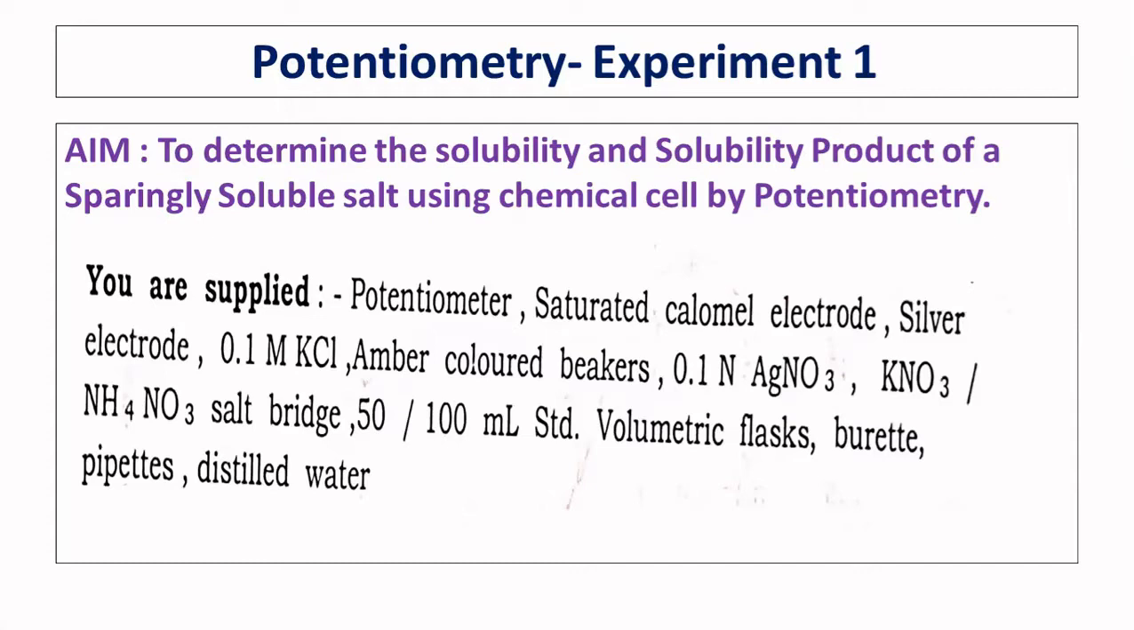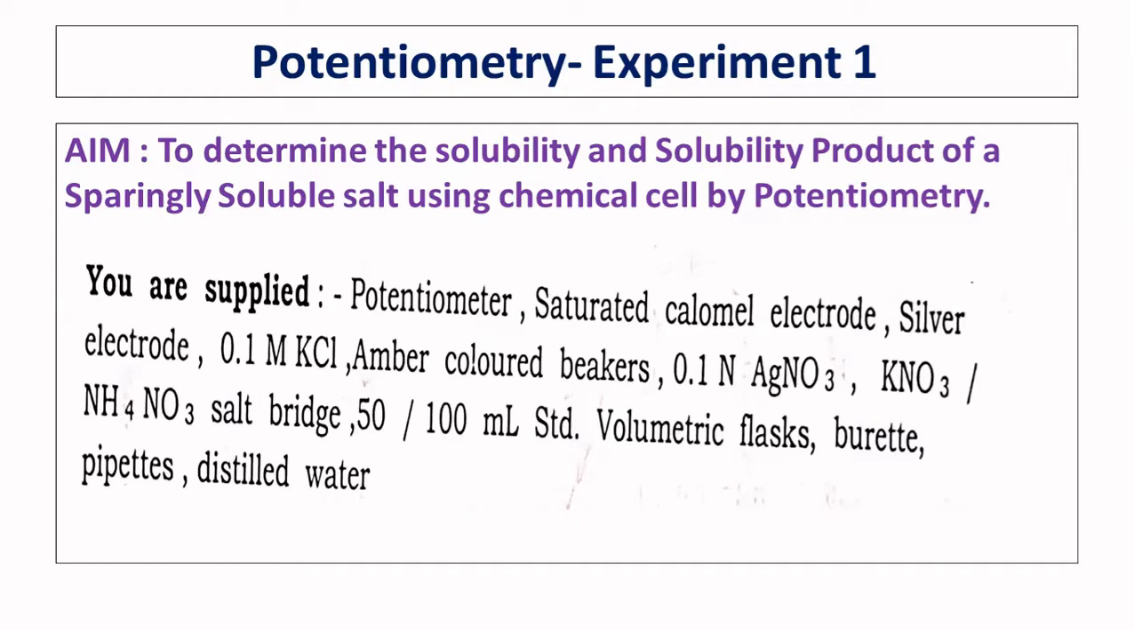So the aim of the experiment is to determine the solubility and solubility product of a sparingly soluble salt using a chemical cell by potentiometry. In this experiment, we have to determine the solubility product of a sparingly soluble salt such as silver chloride using a chemical cell and by measuring the EMF of the cell.